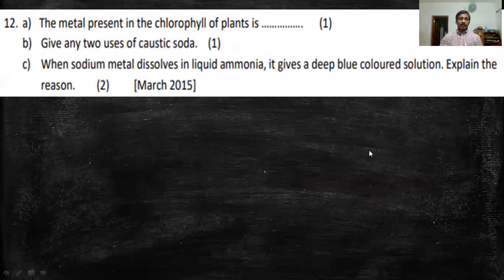Question number 12. The metal present in the chlorophyll of plants, all of you know, is magnesium. Give two uses of caustic soda. Already we mentioned caustic soda for purification of bauxite. That is one use. In the chapter on hydrogen we discussed demineralization, regeneration of cation exchanger.